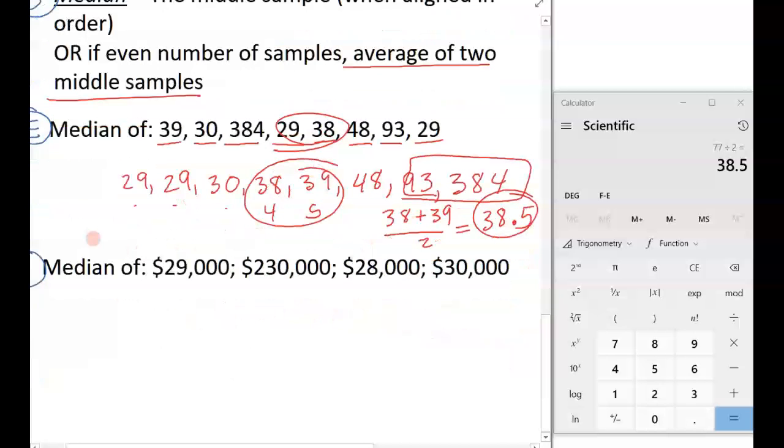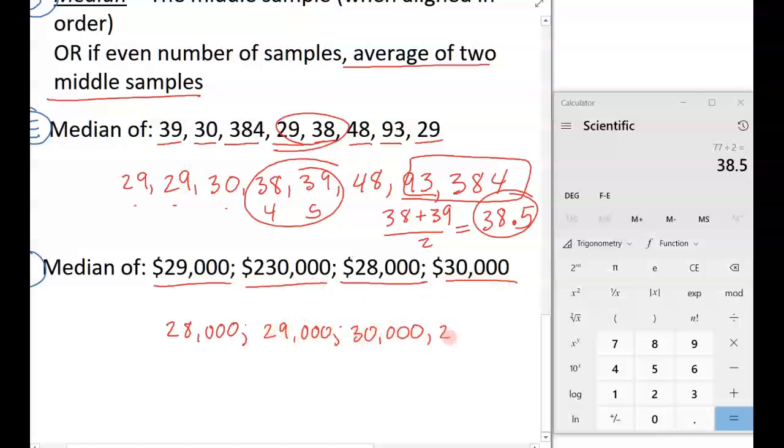And we'll see that again with this last example. We have a median of 29,000, 230,000, some kind of superintendent or CEO, vice president, something along those lines, 28,000 and 30,000. So we're going to list these in order from least to greatest. 28,000, 29,000, 30,000, and 230,000.